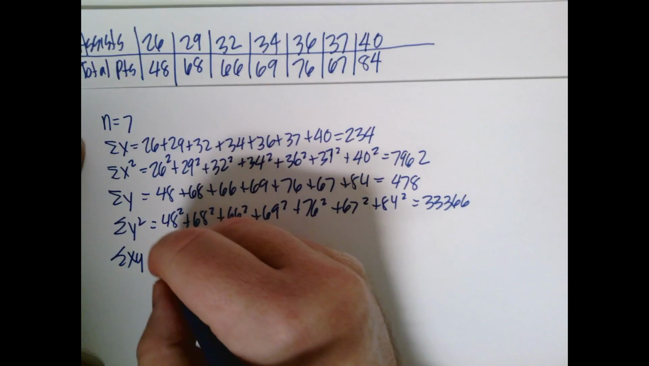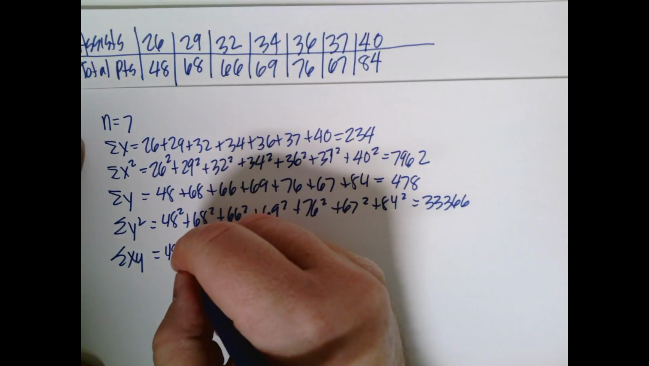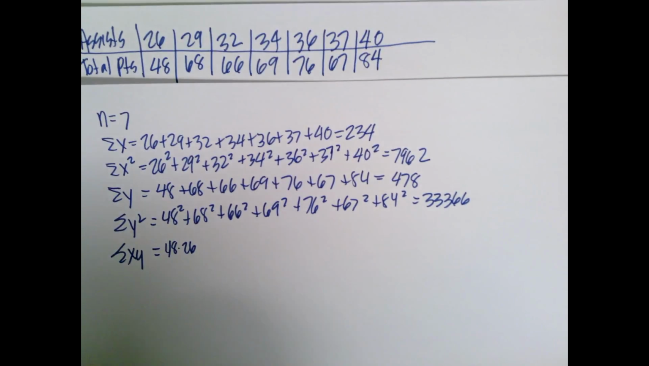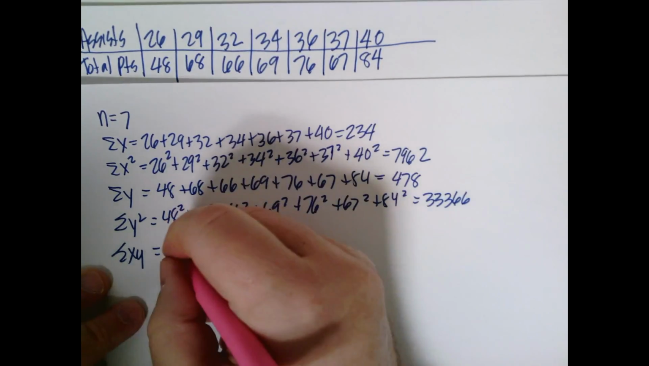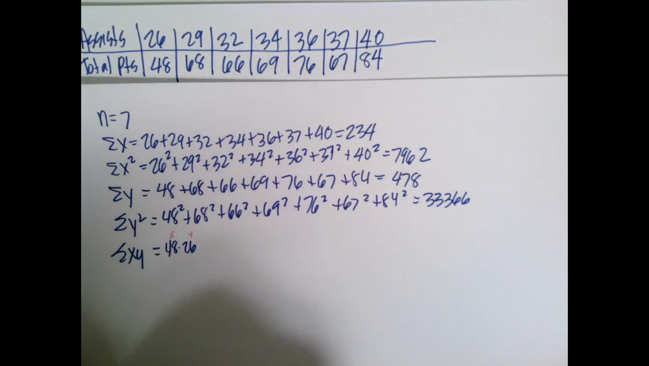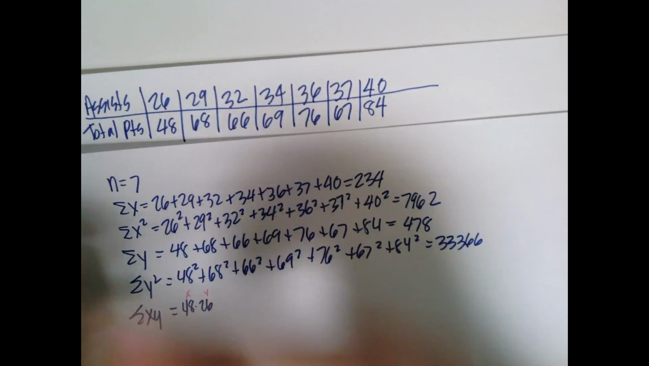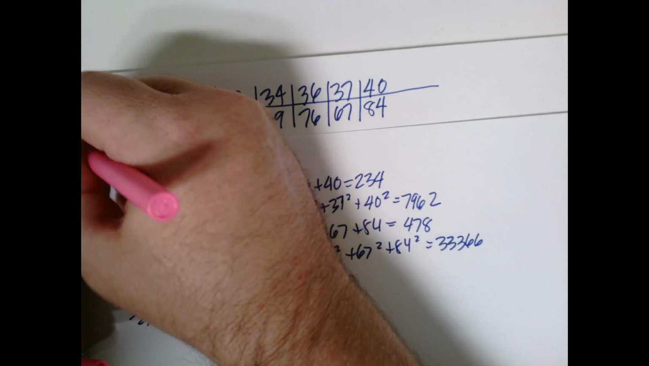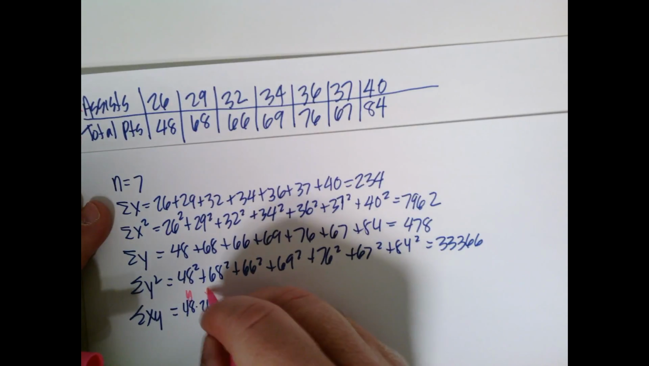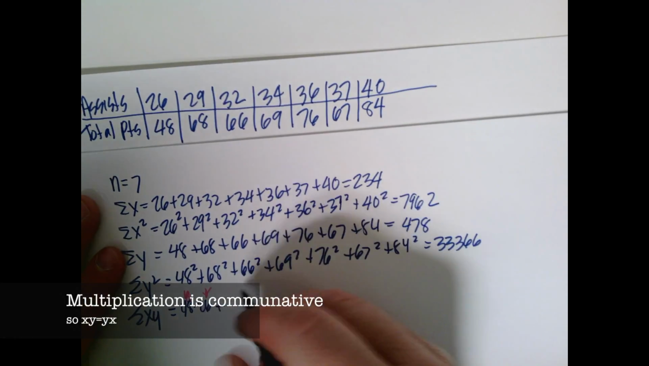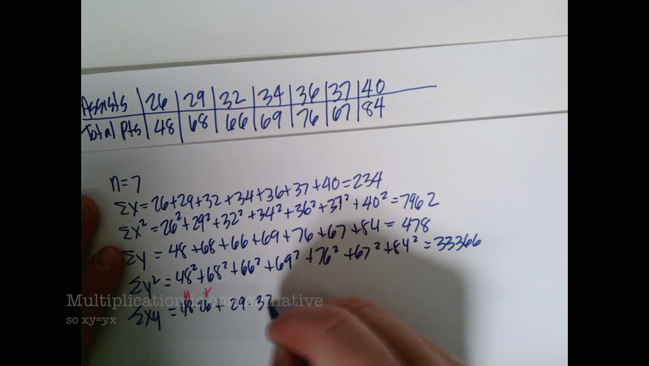This is 48 times 26. I kind of wrote that backwards because, well, this is the x and that is the y. Because from our table, these are the x's, those are the y's. So I guess I wrote it backwards. This is the y and that's the x. But multiplication is commutative, so it doesn't really matter what order you write them in.